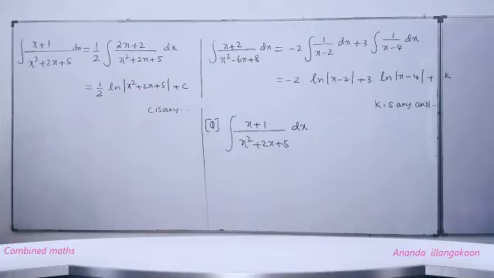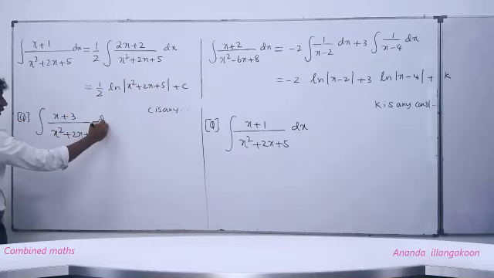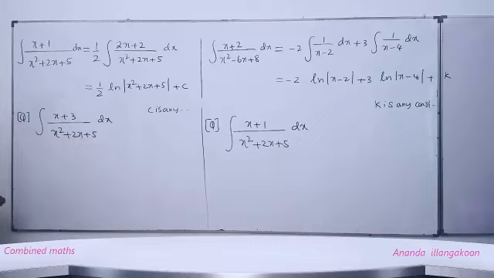Right? Now see, when the question is like this, the integration of x plus 3 divided by x squared plus 2x plus 5, I take this as the next question. If we have something like this, how do we take it? We have to come this way: x plus 3 divided by x squared plus 2x plus 5.